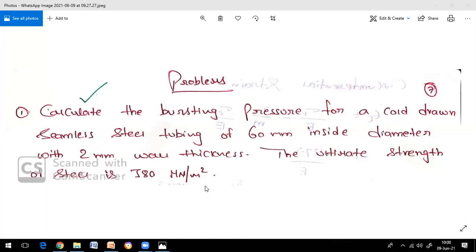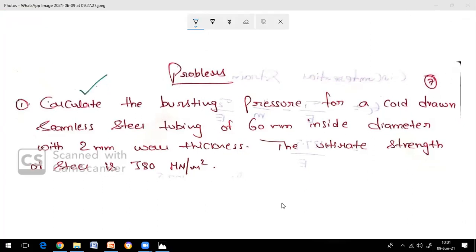So here you have to be very careful. When the problem is given, first you have to know which stress will make your cylinder burst. Everyone should know that. Then you can make use of that formula, right? So the bursting pressure for a cold drawn seamless steel tubing of 60 mm inside diameter with 2 mm wall thickness, and whatever dimensions are given are also very important to calculate that. So let me write the given data, and by that we will solve the problem.